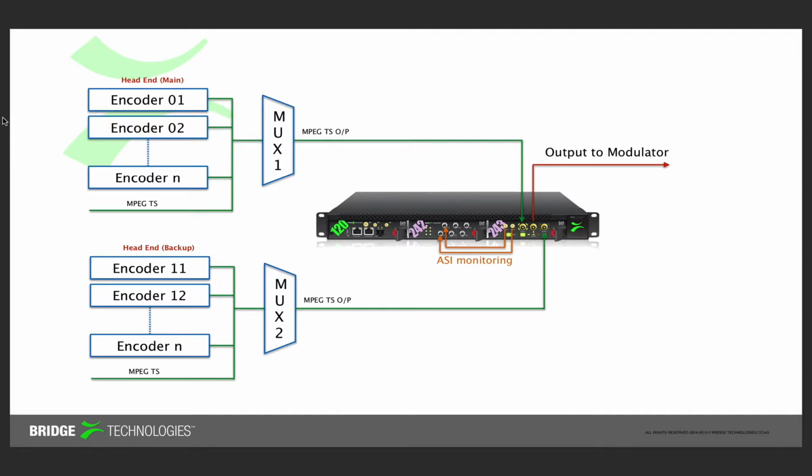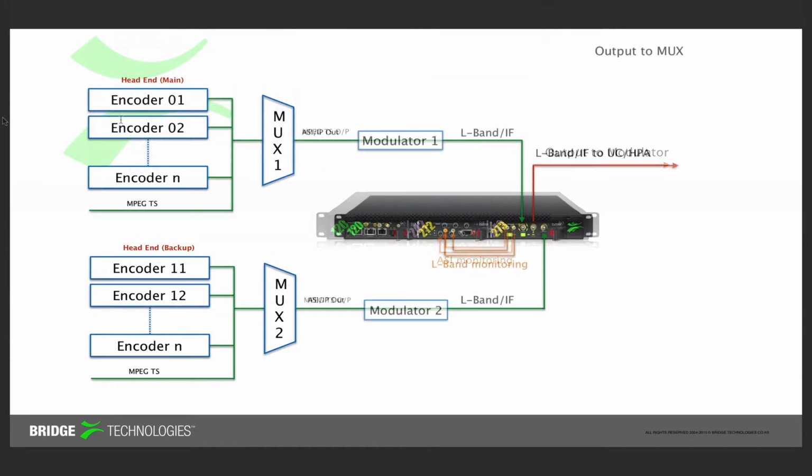So we have the output of MUX 1 going into the 243 card and the output of MUX 2 going into the other input of the 243 card. And the middle BNC connector is the output, and that would tend to go to a modulator. You can see that the 243 card also feeds back to the 242 card, and this is where the testing is actually done.